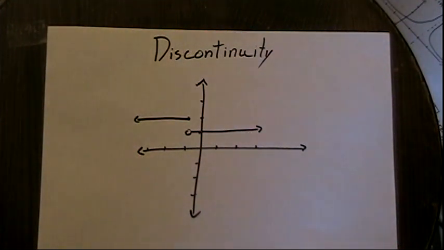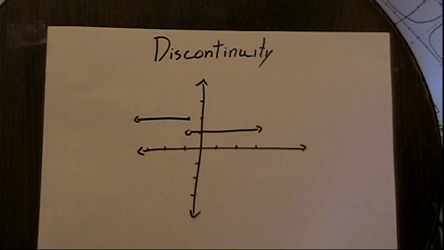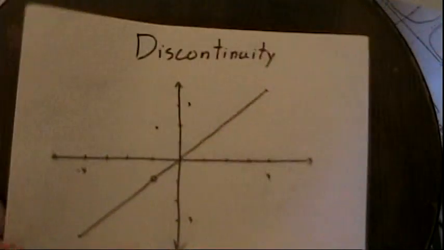In this graph, f of -1 does exist, but when checking the second test of continuity, there is a problem. The limit as x approaches -1 does not exist, therefore the function is not continuous.